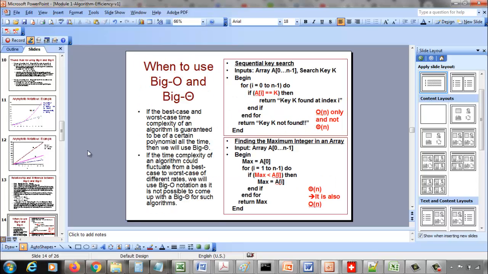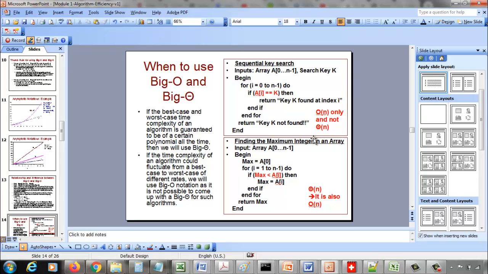So now how can we use big O and theta notation for our best case, worst case time complexity comparisons? Going back to the two algorithms that we have seen, in the previous video you should have seen two algorithms, the sequential key search and the maximum integer problem. For the sequential key search problem, we decided that there is a best case time complexity of just doing one comparison, and then a worst case complexity of n comparisons, right?